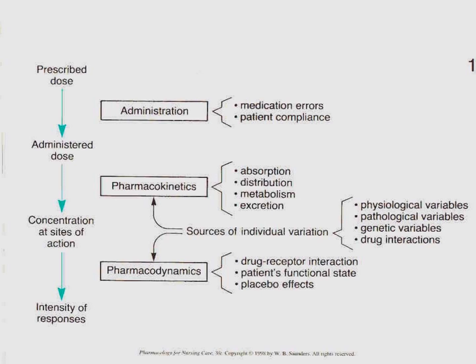Okay, so the sources of the individual variation, again, the physiological variables, pathological variables, genetic variables, drug interactions, right? So those are things that can affect the pharmacokinetics going on with the medication, as well as the pharmacodynamics, which includes, of course, the more in-depth pathophysiology of drugs being in the body, right? So drug receptor interaction, the patient's functional state, placebo effects, right?